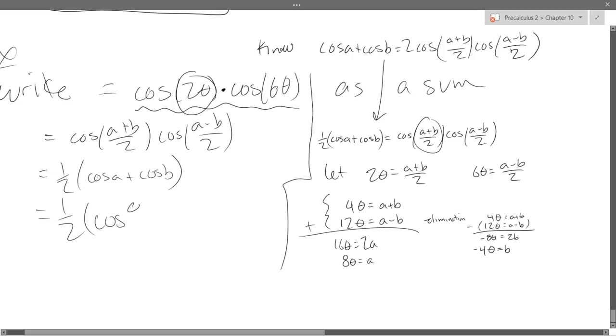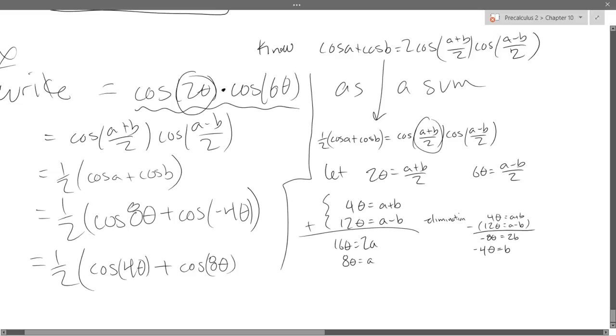So we get cos 8 theta plus cos negative 4 theta. So I'm going to write down your book's answer for this. So there's your book's answer.